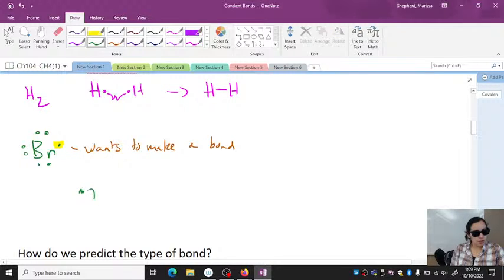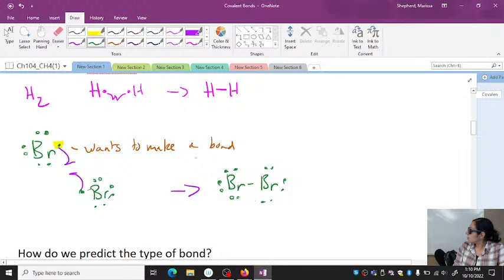So two bromines come along. So they both want to form a bond. So now those will come together and make our bromine molecule. And so again, we haven't lost any electrons, so we started with 7 from this bromine, 7 from our second bromine, so we have 14 total. So count them up, 1, 2, 3, 4, 5, 6, 7, 8, 9, 10, 11, 12, 13, 14.